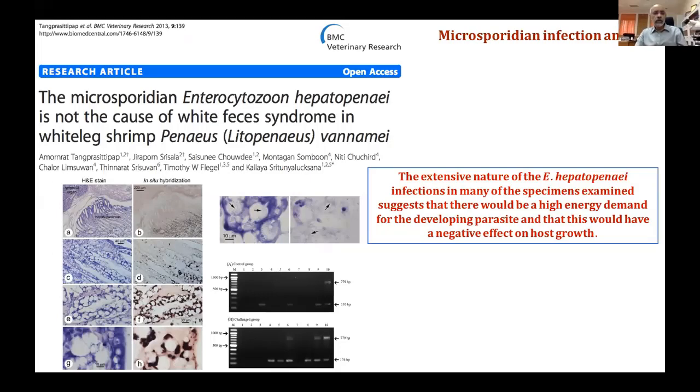What researchers have found is that there is a close relation between the presence of EHP, or Enterocytozoon hepatopenaei, and slow growth as well as white feces syndrome. But still, you can see here that the Microsporidium in white leg shrimp is not the causative organism for white feces. That is one of the reports which came from Thailand, in which they demonstrated that EHP may not be the sole causative agent of white feces syndrome.